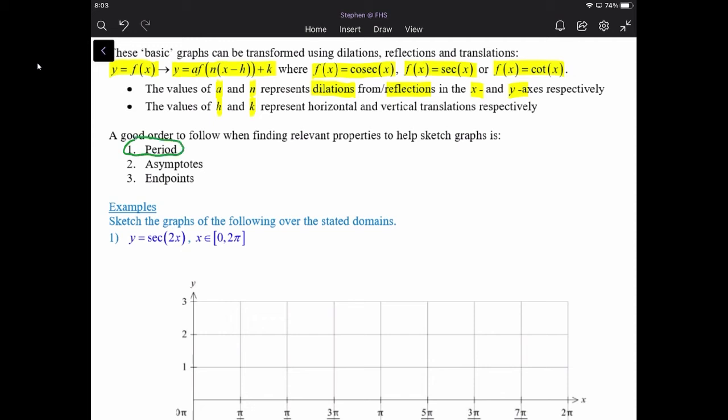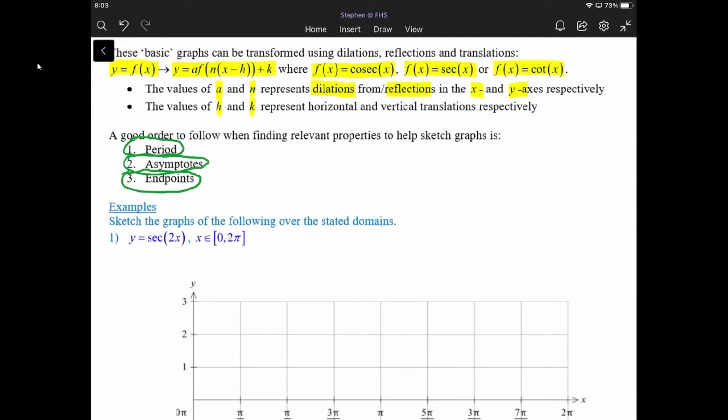You want to first look for and identify what the period is, because that tells you basically how wide the graph is, especially compared to your domain given on the graph. Then you also need to go to asymptotes. Now, asymptotes are great because they give you a stencil. They give you these boundaries that your graph exists between. So it makes graphing a lot easier. And finally, you always need to take account of endpoints, especially when questions give you a domain, which most questions will do. All right, so let's see this in practice.